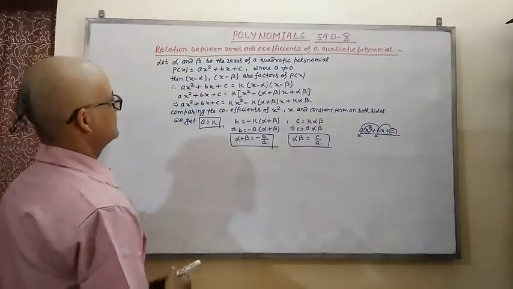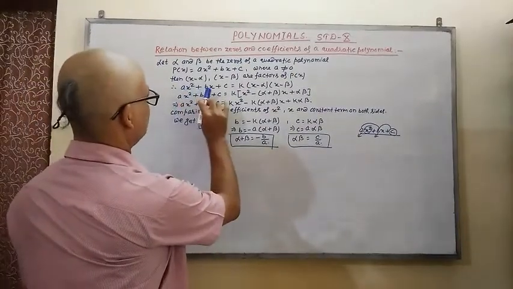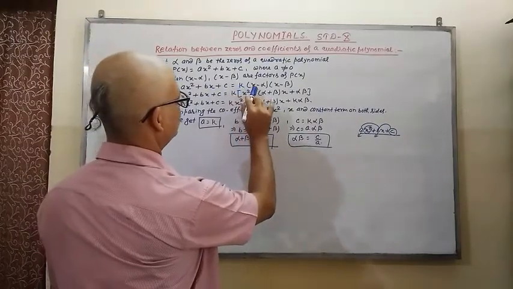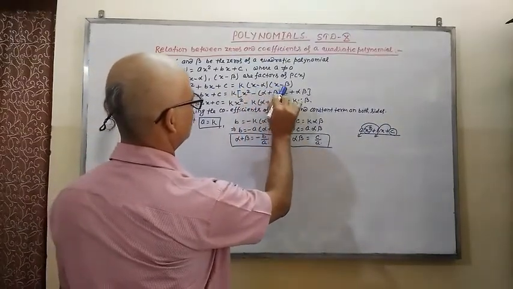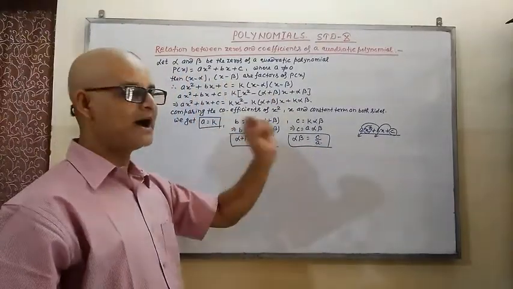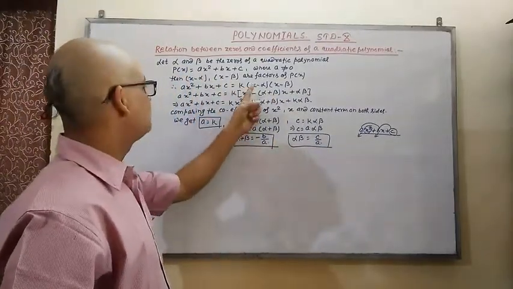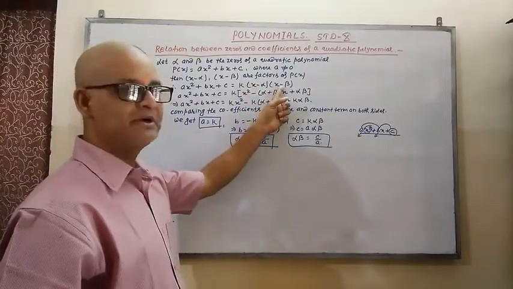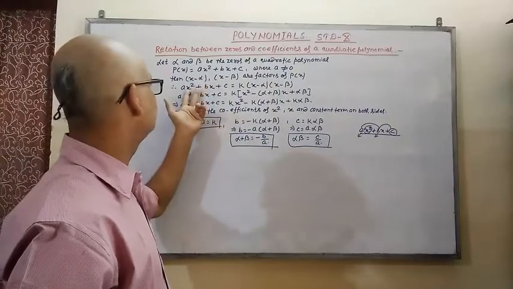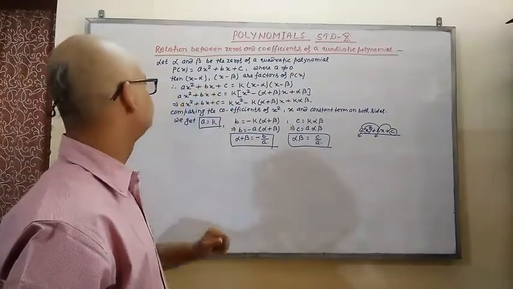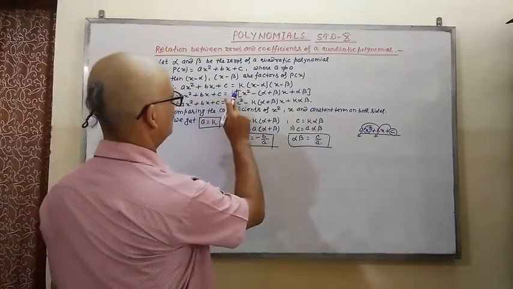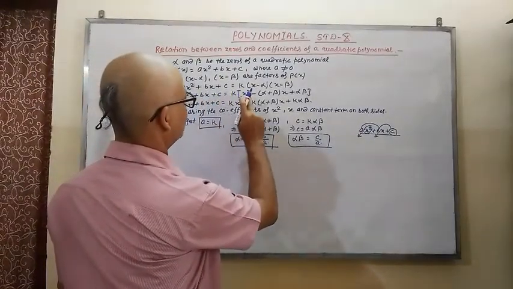If they are factors, then ax square plus bx plus c can be written as equal to k into (x minus alpha) into (x minus beta). Because alpha and beta are the zeros, therefore x minus alpha, x minus beta are the factors. So their product must be equal to that quadratic polynomial. Now ax square plus bx plus c is equal to k into big bracket.